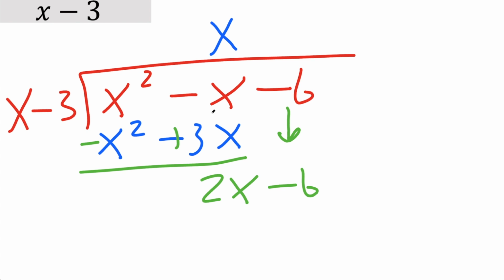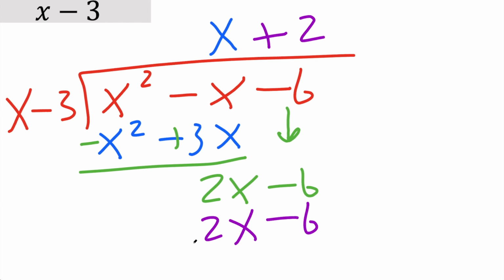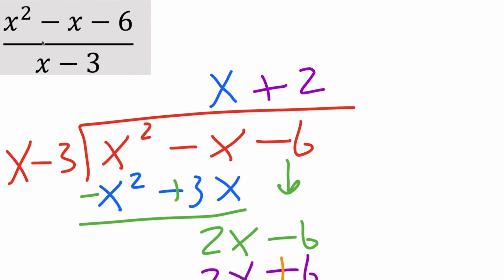Now our highest power is 2x, and we have an x here. X times what gives you 2x? X times 2 is 2x. So we're going to put a positive 2 here. So now we got to do the exact same thing. 2 times x is 2x. 2 times negative 3 is negative 6. And again, we got to subtract. So this is positive, now make it negative. This is negative, make it positive. And when you combine, you get 0. So there's no remainder. And so x squared minus x minus 6 divided by x minus 3, our final answer would be x plus 2. And that's all you need to do for this problem.